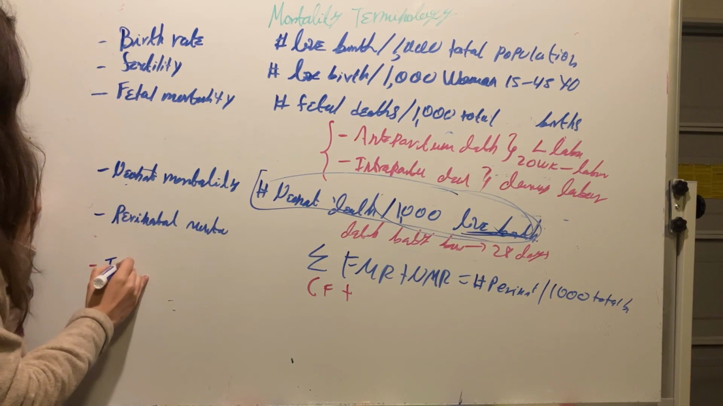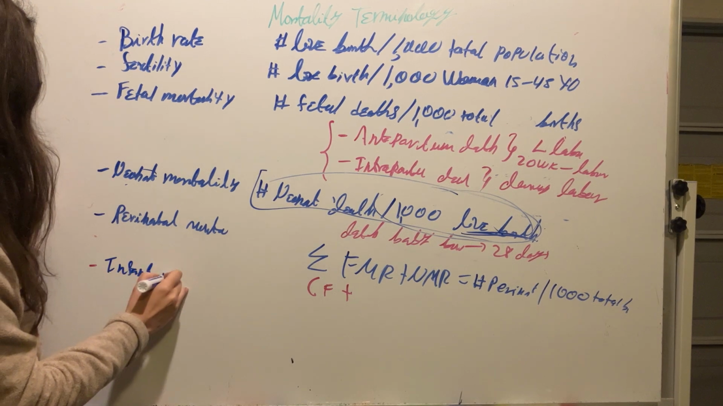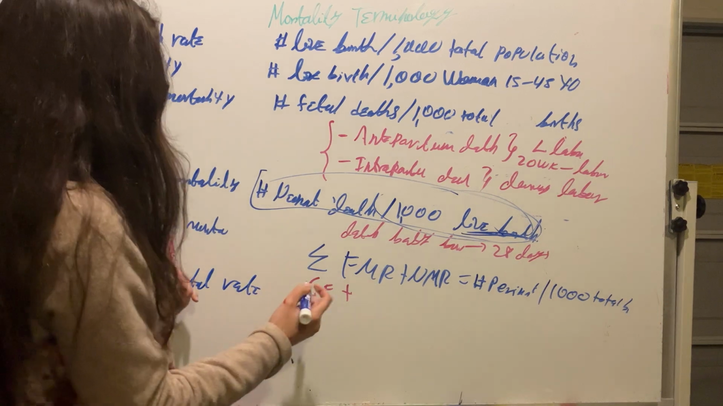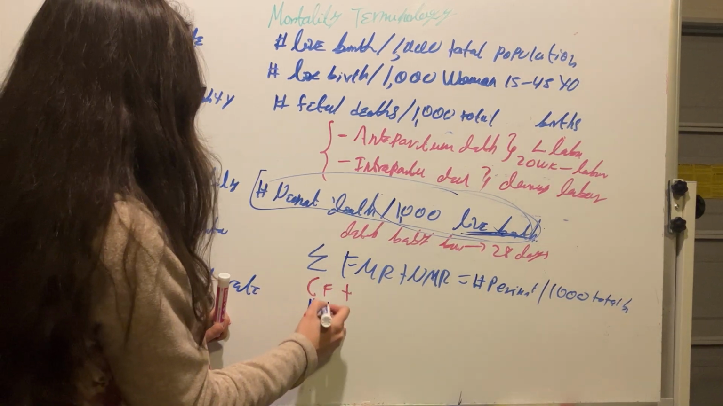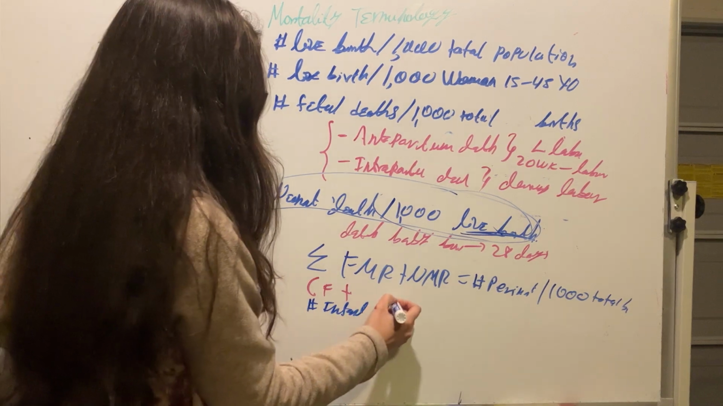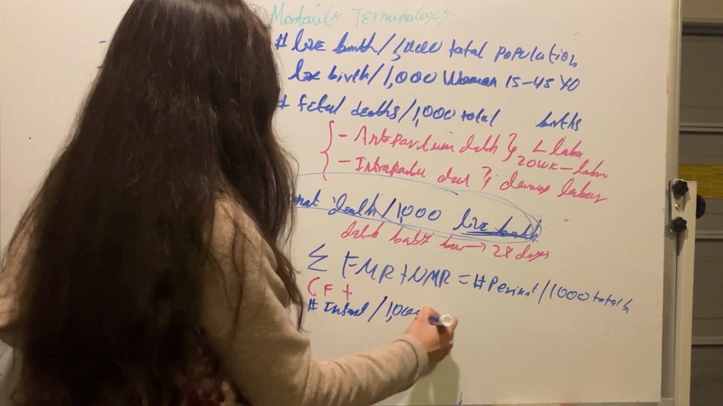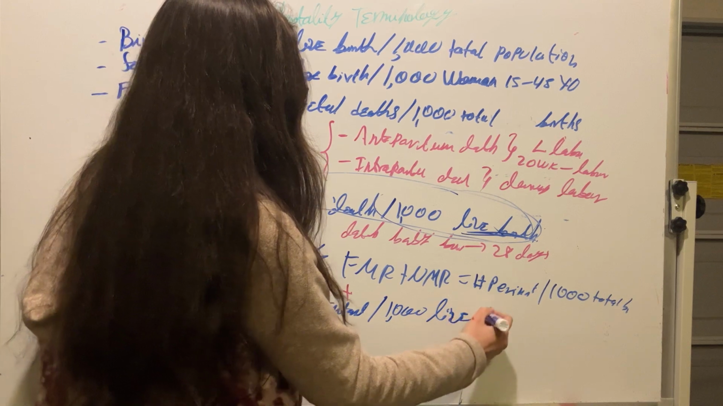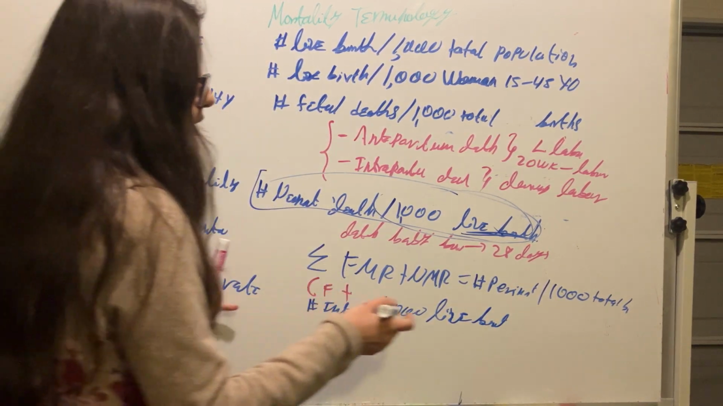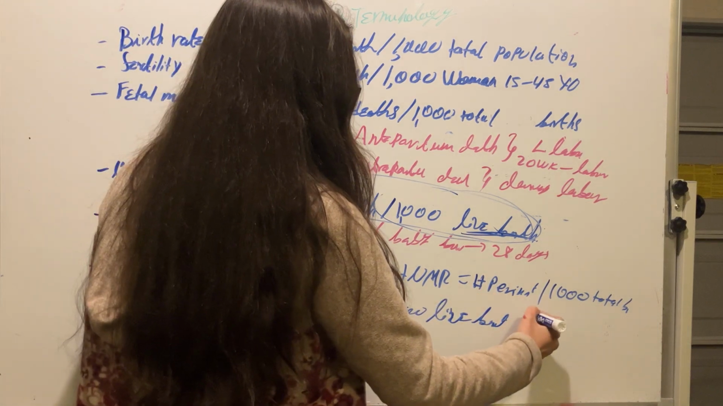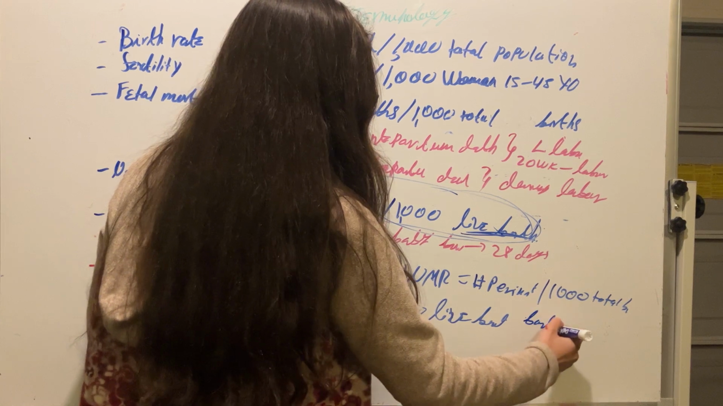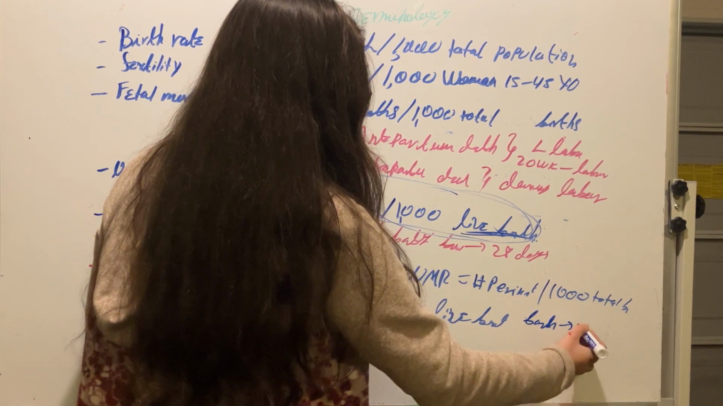And then we have infant mortality rate, which is the number of infant deaths divided by 1,000 live births. So again, here we are just considering live births. And infant is from when the baby was born up to 1 year.